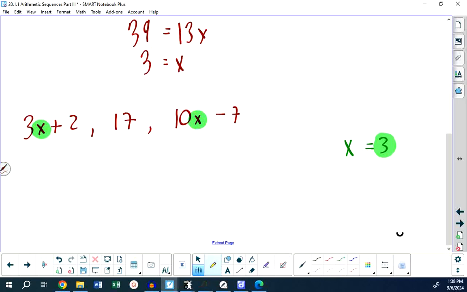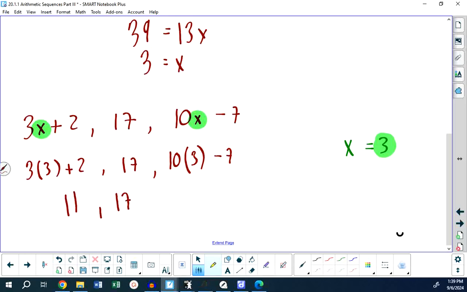I get 3 times 3 plus 2. Then I have 17. And here I get 10 times 3 minus 7. So 3 times 3 plus 2 is 11. 3 times 3 is 9, plus 2 is 11. Then I have 17. If I'm on the right track, then the common difference is 6. I can see the common difference is 6, 11 to 17. So I'd better get 23 here. And if I take 3 times 10, I get 30, minus 7 is 23.